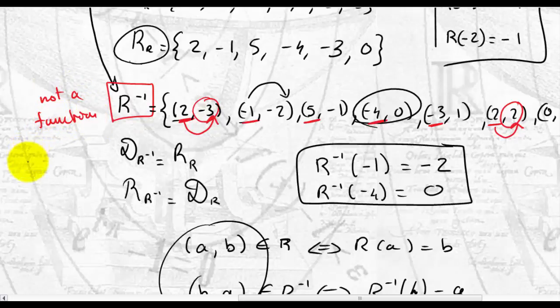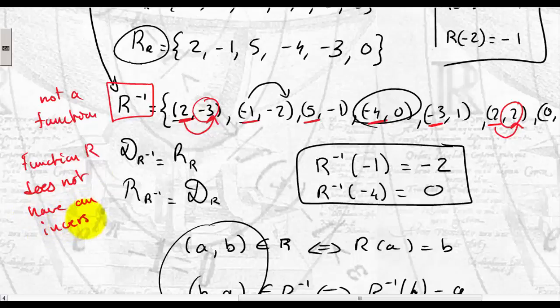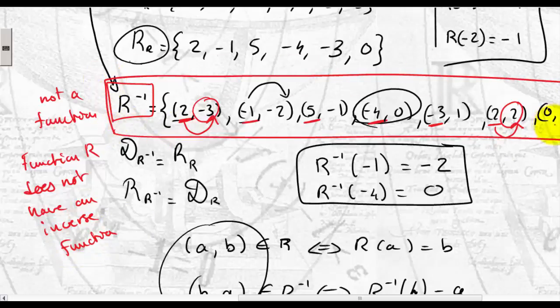So we say that the function R, we just checked that R was a function. The function R does not have an inverse function. There is always an inverse relation. Here's the inverse relation, but the inverse relation is not a function. Therefore, it doesn't have an inverse function. It has an inverse relation.